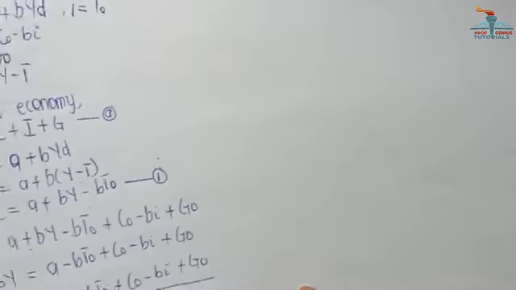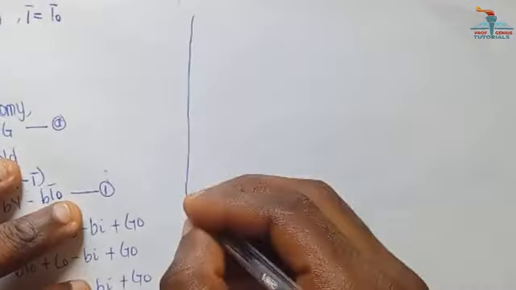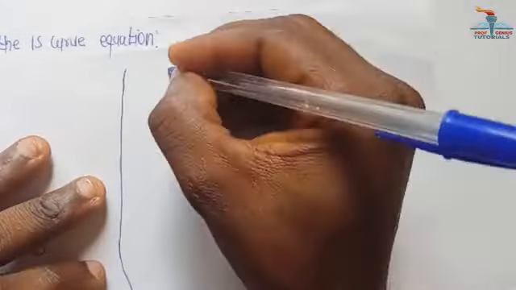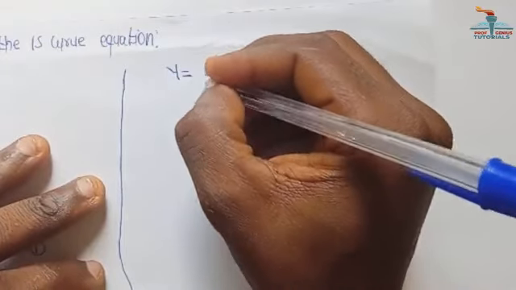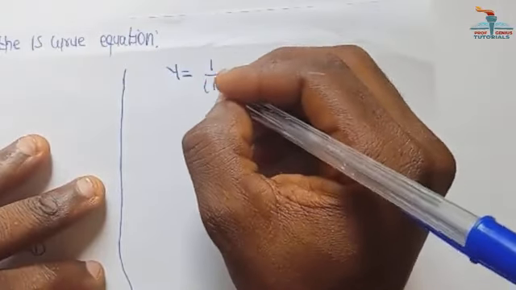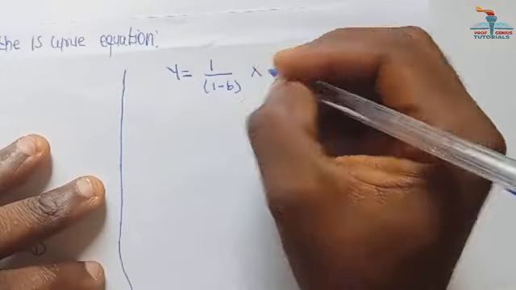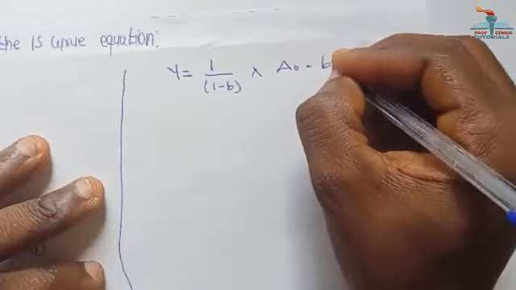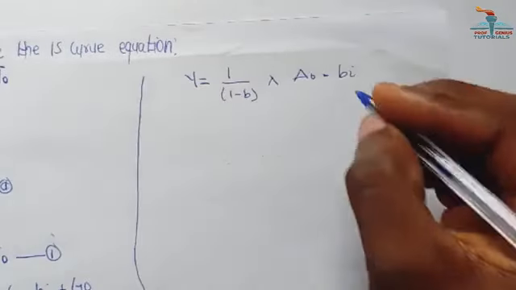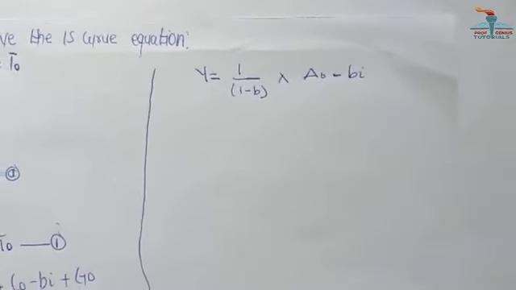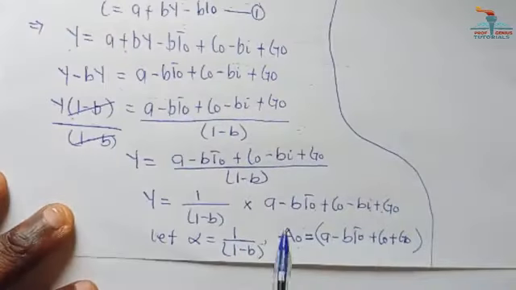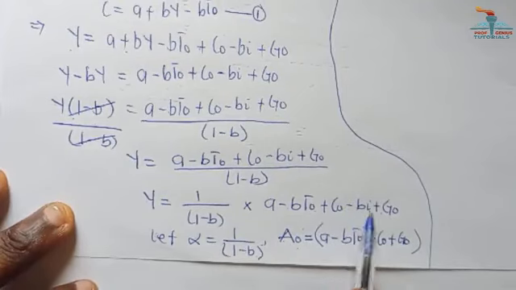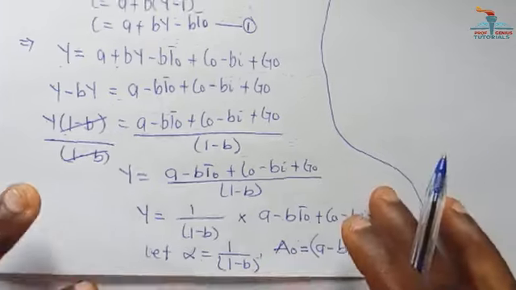So let's see. We said y is equal to 1 over 1 minus b times A naught minus bi. That is to say, we've represented all of this with the exception of minus bi by A naught.